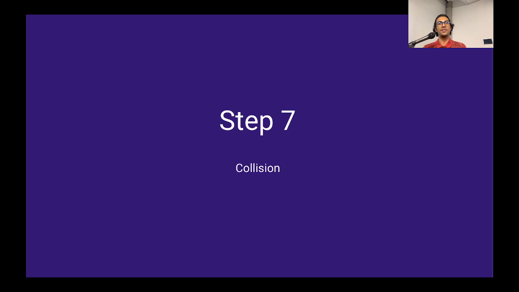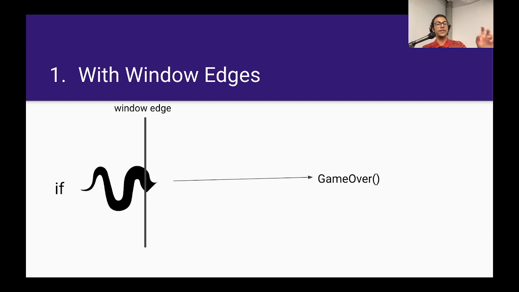We have to check if the snake collides with the wall, obviously, and we have to check if the snake collides with itself. So let's tackle the wall first. Essentially, how we're going to do this is if the snake's head goes beyond any of those window edges, then end the game. Just kill the game. Like game over. The player's lost, right?